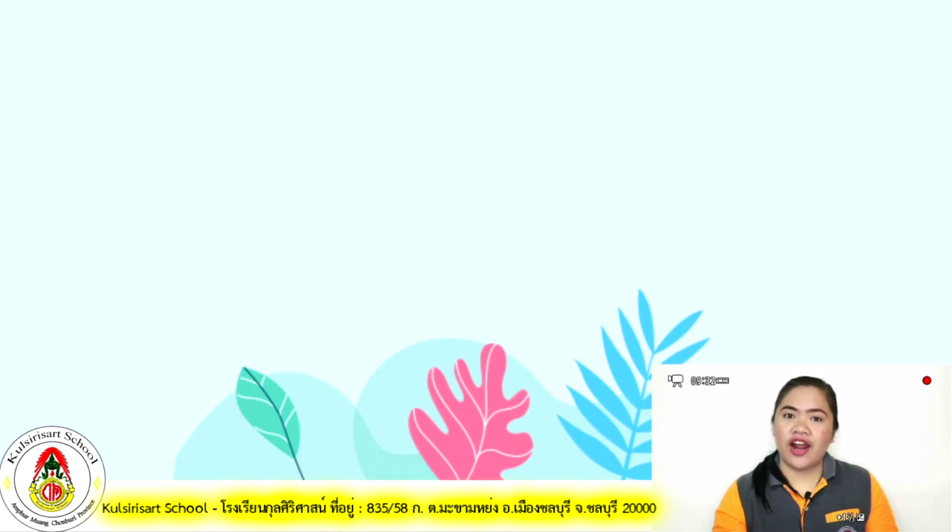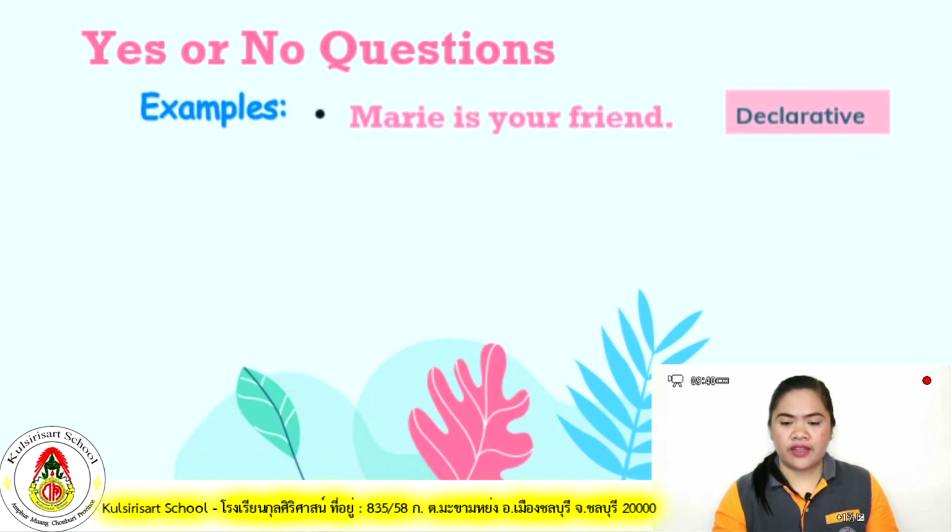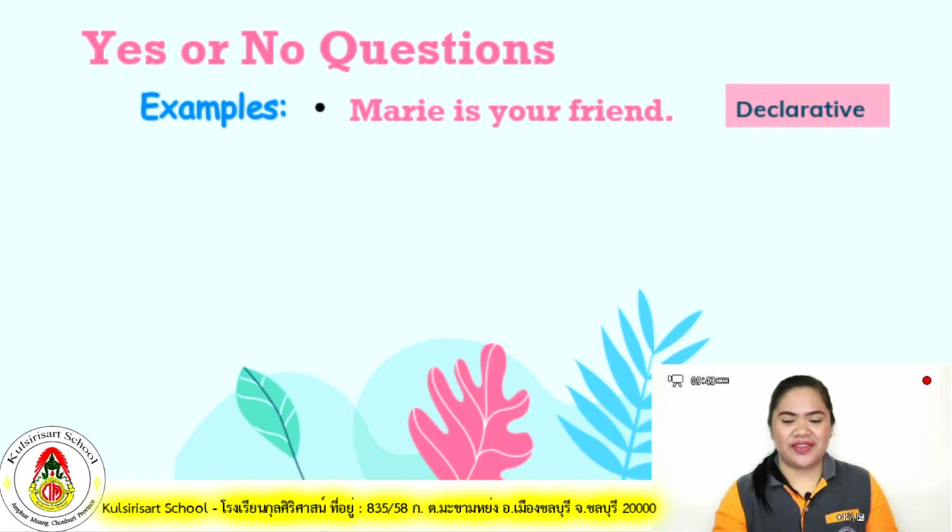So now let's try another example for you to further understand about constructing yes or no questions. Okay, we have Marie is your friend. Again, what is the sentence?